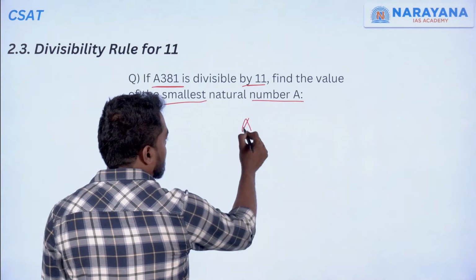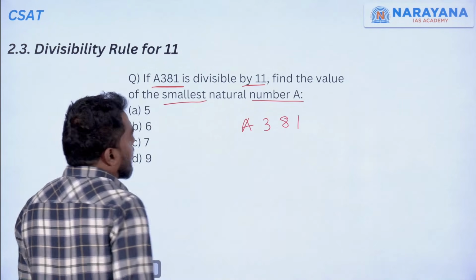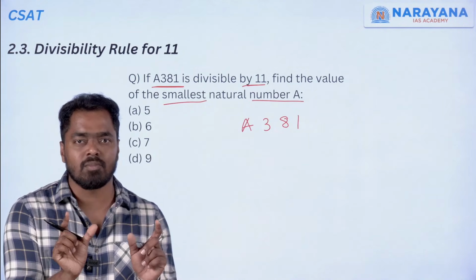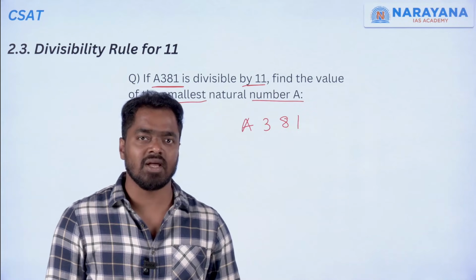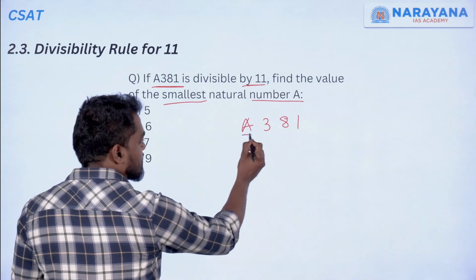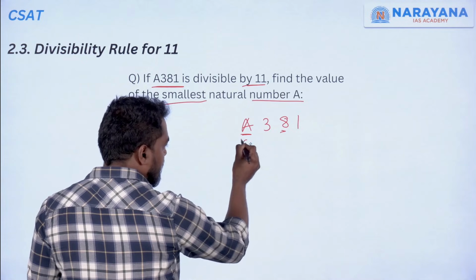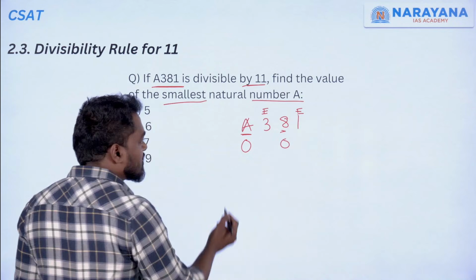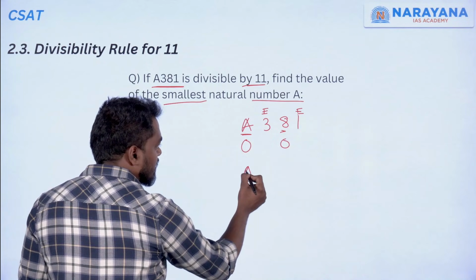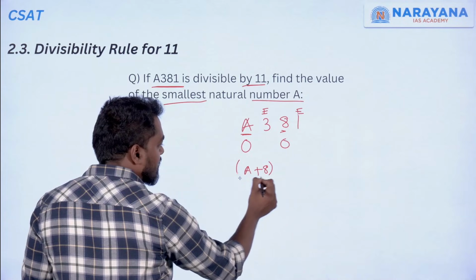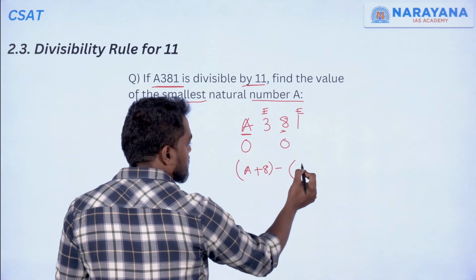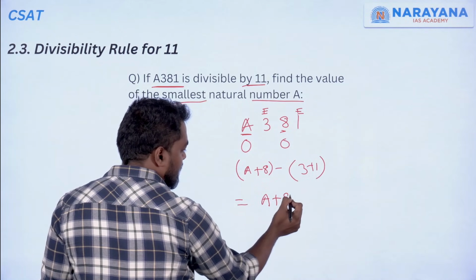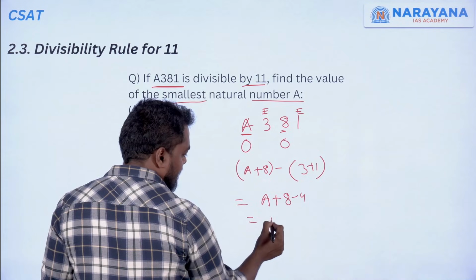So the number is A381. As I told you, what is the divisibility rule for 11? Sum of odd places minus sum of even places, that should be divisible by 11. So if you take, this is the first position, this is the third position. So these are the odd positions, these are the even positions. So what is the sum of odd positions? That is A plus 8, minus, what is the even positions? 3 plus 1. That is nothing but A plus 8 minus 4. This is A plus 4.